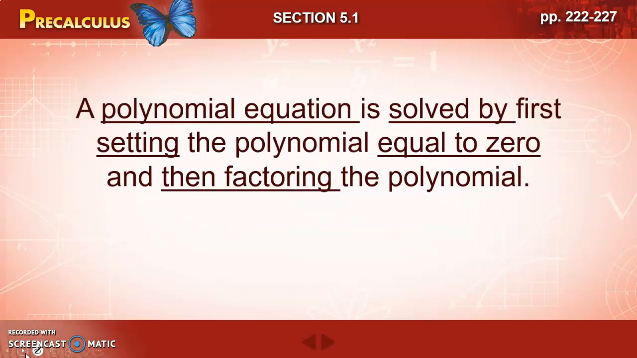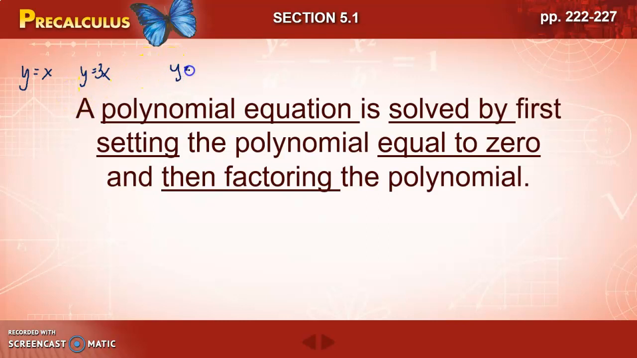So as a reminder, a polynomial equation is solved by first setting the polynomial equal to 0 and then factoring the polynomial. We've got different kinds of polynomial equations. We've got first degree polynomials, which look like this: y equals x or y equals 3x. Those are first degree polynomial equations, and we know how to solve for x if we were trying to find the value of x. Quadratic equations are second degree polynomials.